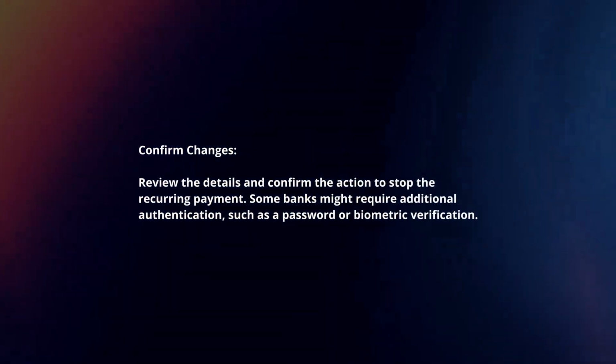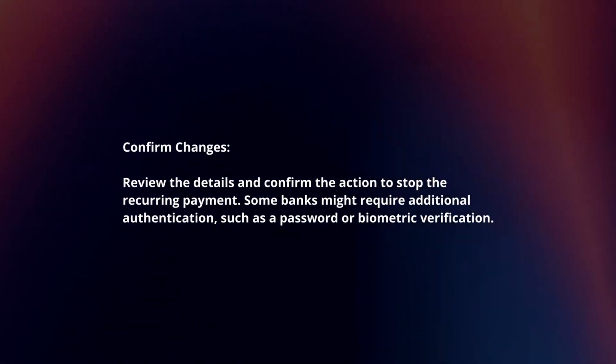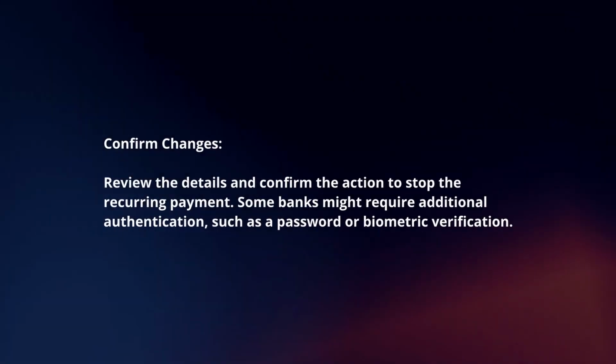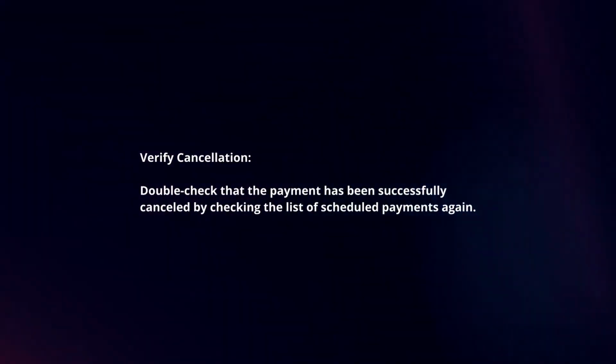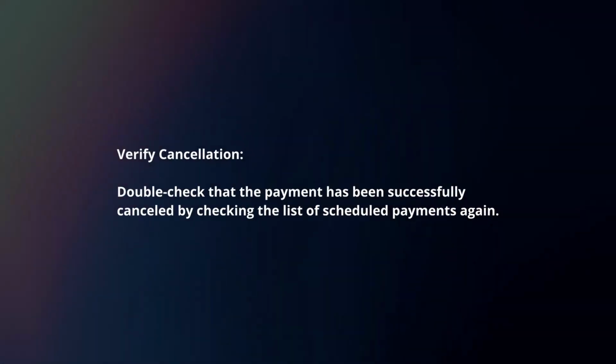Confirm changes. Review the details and confirm the action to stop the recurring payment. Some banks might require additional authentication such as a password or biometric verification. Verify cancellation. Double-check that the payment has been successfully canceled by checking the list of scheduled payments again.